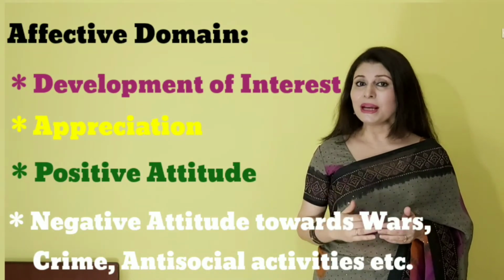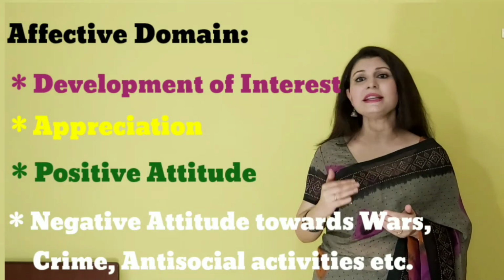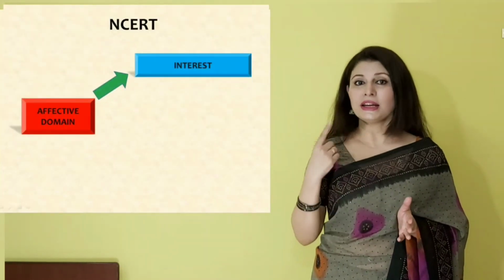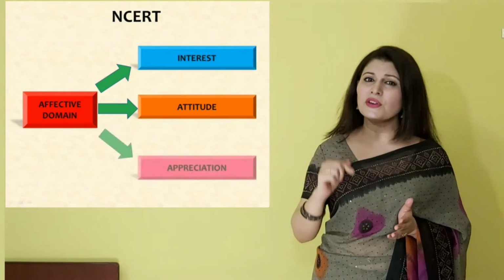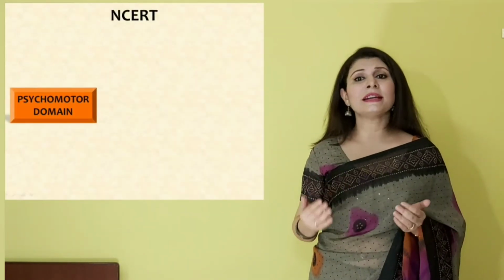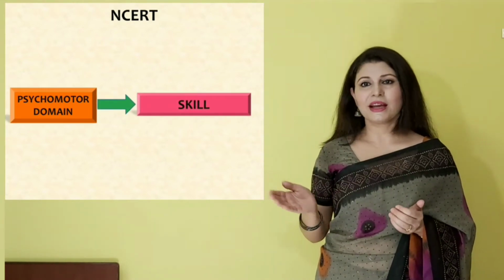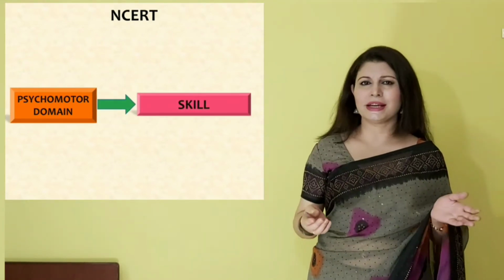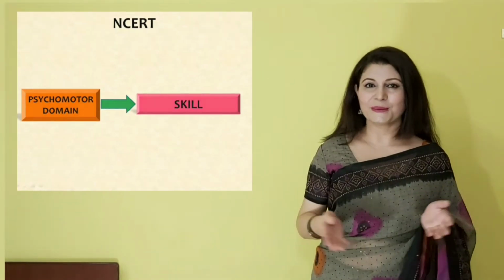So, while framing the objectives in the affective domain, we'll set objectives keeping these things in mind. We'll set objectives related to interest, attitude, and if it is poetry, then we can frame objectives for appreciation also. According to NCERT, the psychomotor domain is related to the development of the skills related to the concerned subject. It may be drawing, locating, observing, experimentation, drama, and so on.